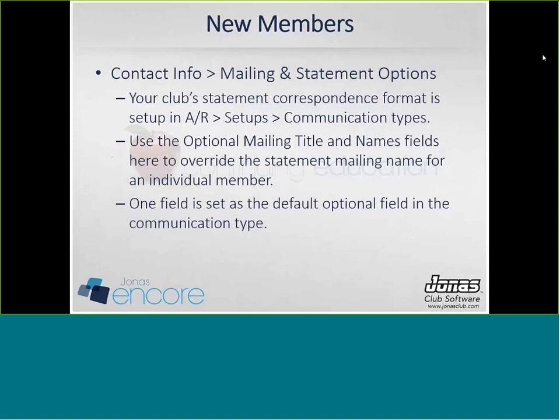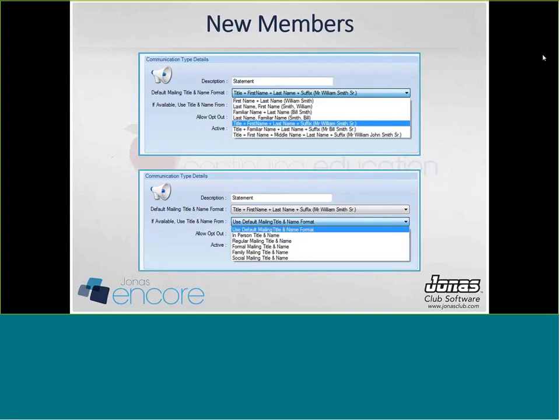You can use the optional mailing title and names fields to override the statement mailing name. Once it's set, you can set that field as a default. So again, here's where we would say how we want the statements addressed. And then on the lower portion of the screen, you can see here, if available, use the title from, and so you can see family, formal, social, or regular. So that's just all the different fields on a member file that you could type in.